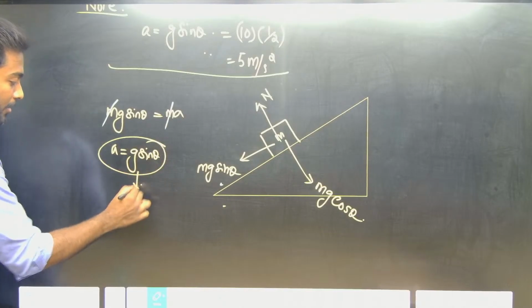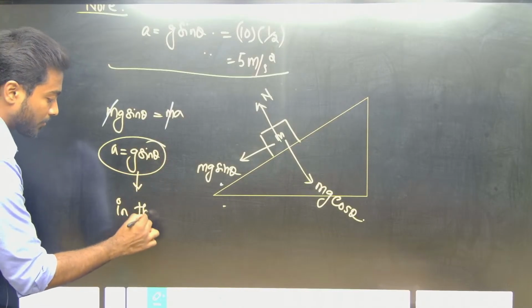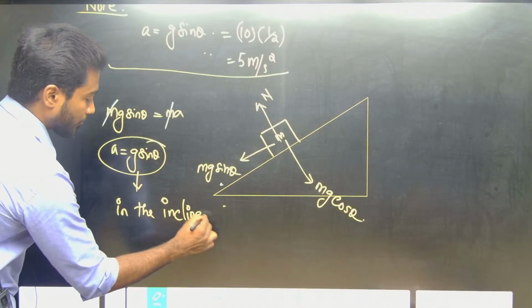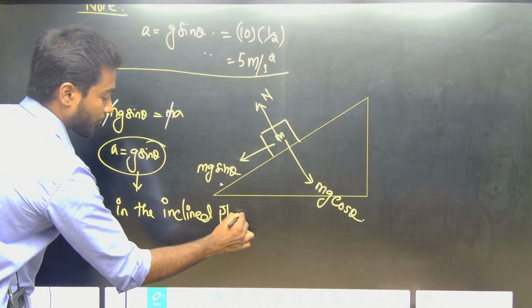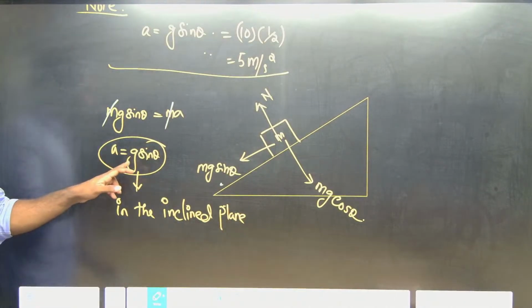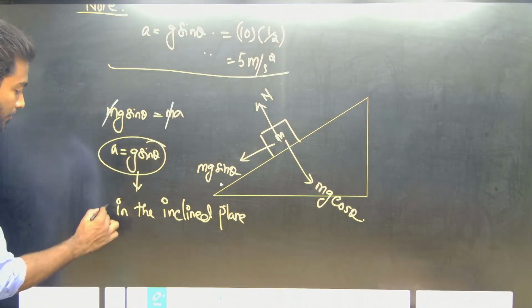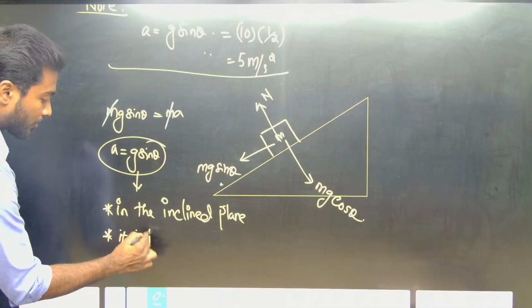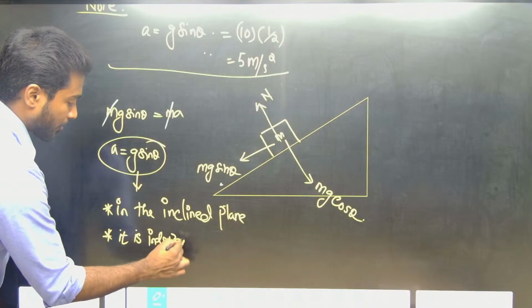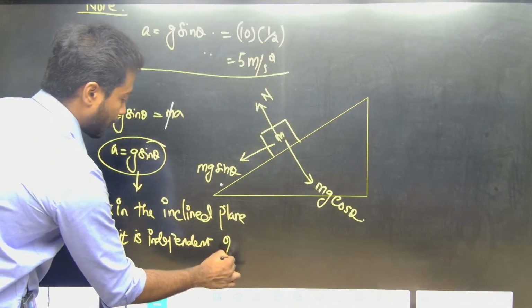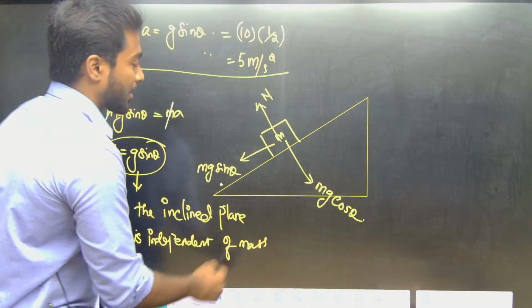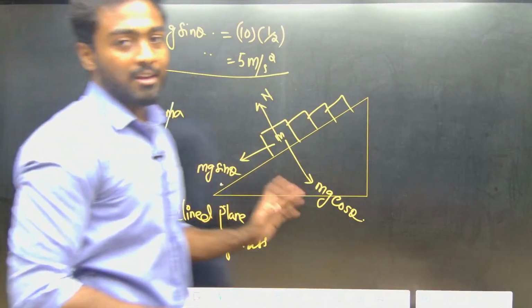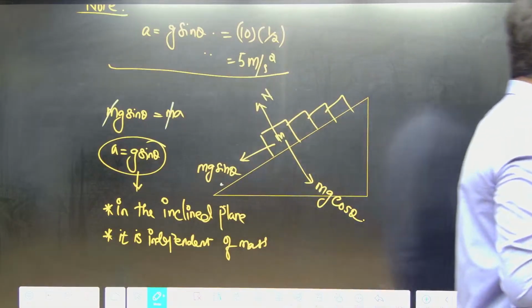So in an inclined plane, acceleration is always a equals g sin theta. It is independent of mass. Any mass can be, any number of mass. The acceleration is g sin theta. Got it?